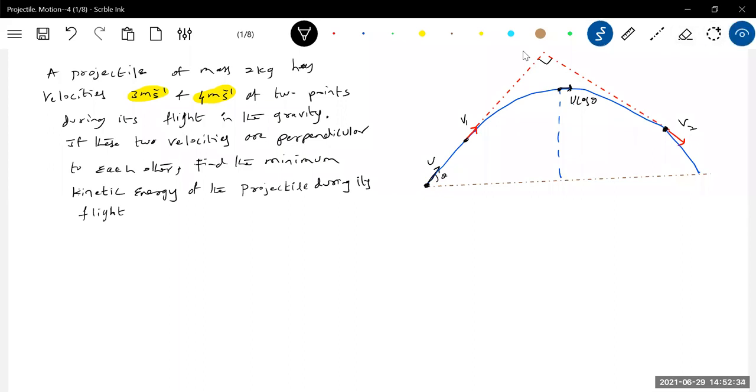Tell me, where will the speed of the object be minimum? At the highest point only. It is asking you for cos theta with this information. But we know V1. What is V1? Given V1 is 3 meters per second, V2 is 4 meters per second.